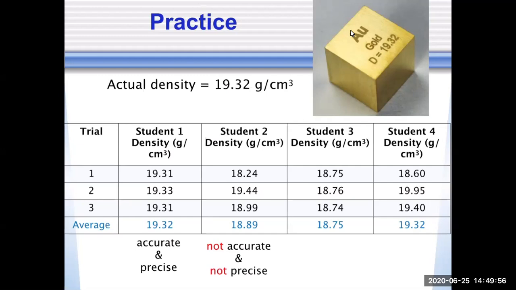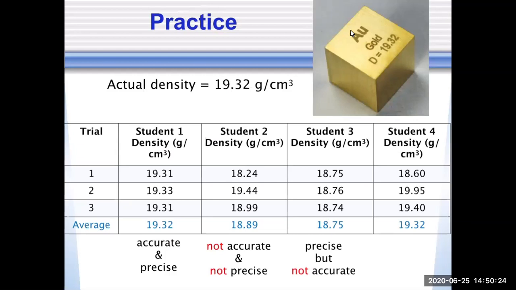Okay, let's take a look at student number 3. Here are 1, 2, 3 measurements. And we can see that they're all very close to each other, and they're very close to their average, each of them. So we are seeing precision, but the final averaged answer is not close to the actual density of gold. So this is precise, but not accurate.